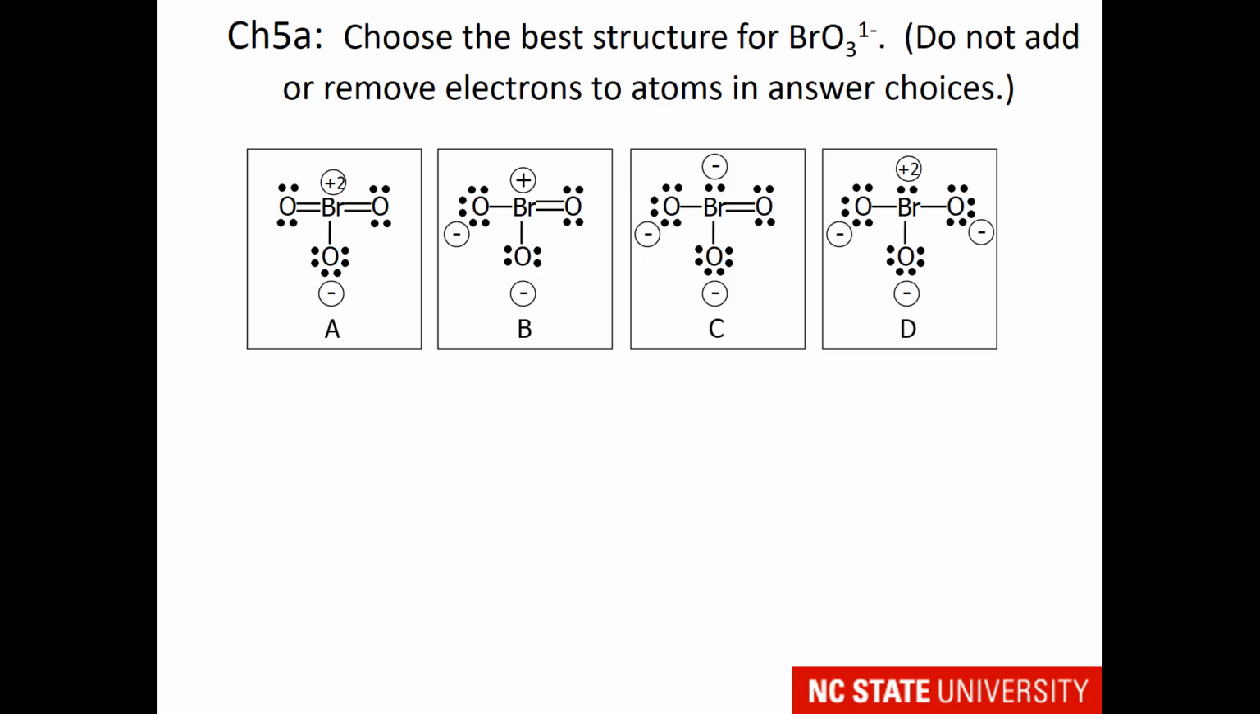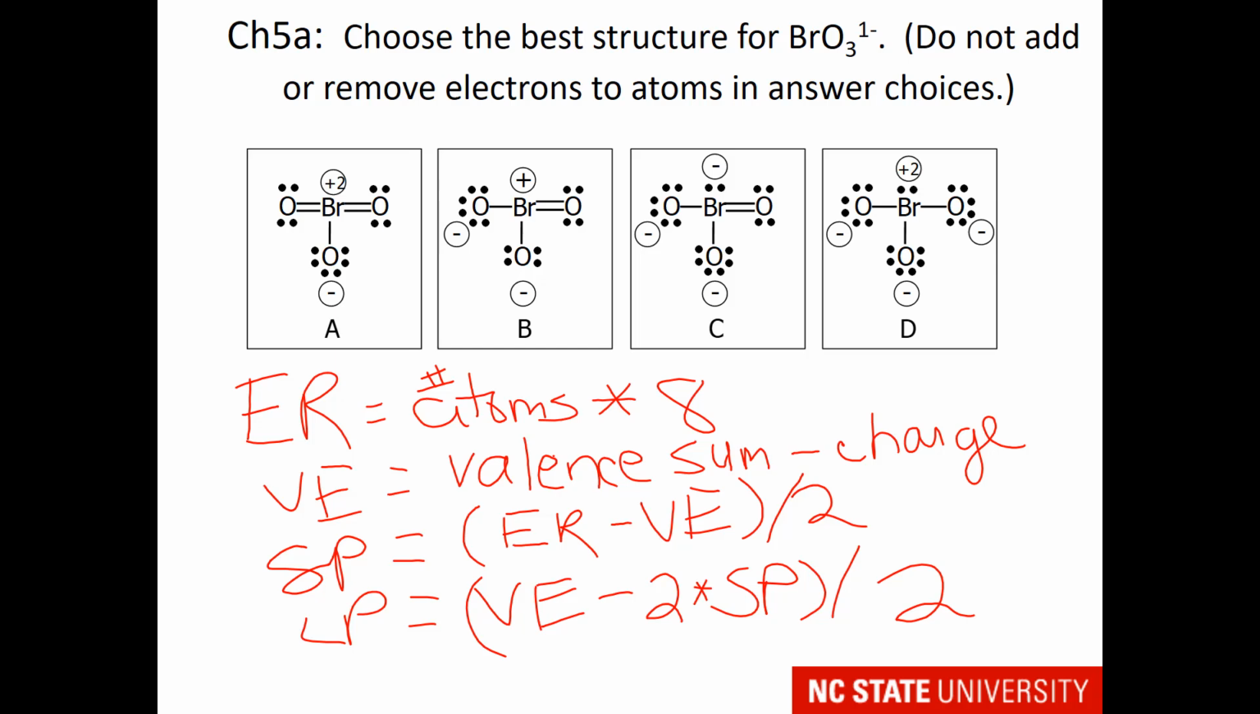We'd like to choose the best structure for the bromate ion. First, let me remind you of how to calculate bonds. Your electrons required is going to be your number of atoms in the molecule times 8. Your valence electrons will be the sum of the valence electrons of each of the atoms, and you need to remember to subtract the charge.